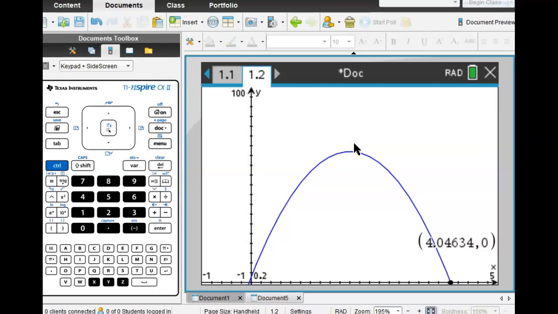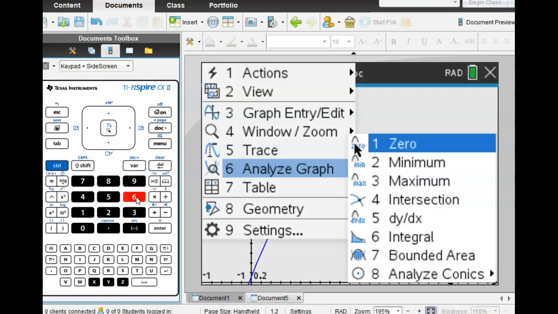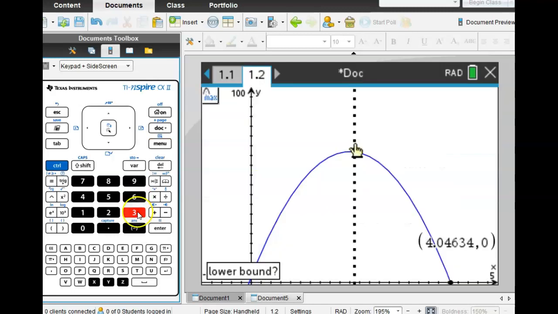What is that thing called on the function? Maximum. Can the calculator find that for me? Yep, Gael, you know how to do that? Yeah. Okay, so what button do I push? Menu. What am I trying to do? Analyze the graph. And what do I want to find? Maximum. And then you do the same kind of thing with the little dotted line.